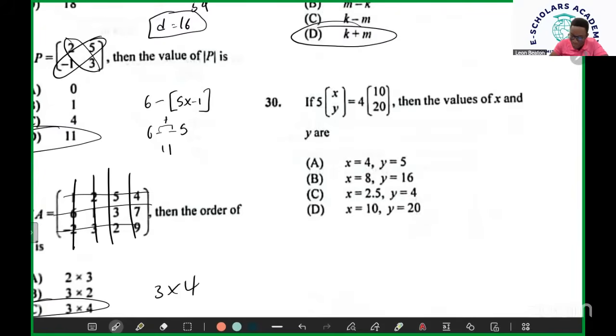Let's roll. So 5 times x, we get 5x is equal to 40. So 4 times that is 40. X is equal to 40 divided by 5. X is equal to 8, right?